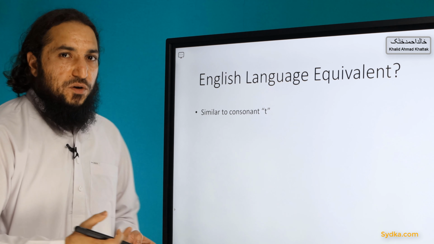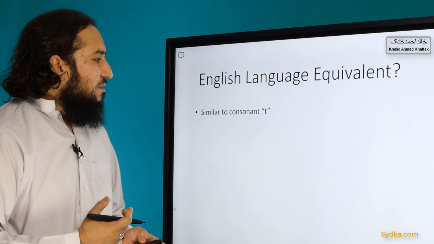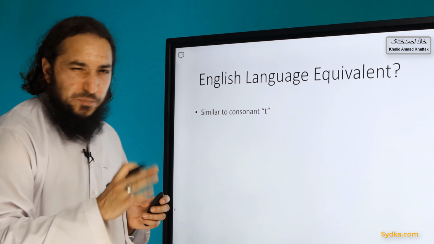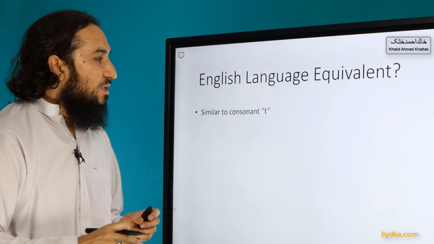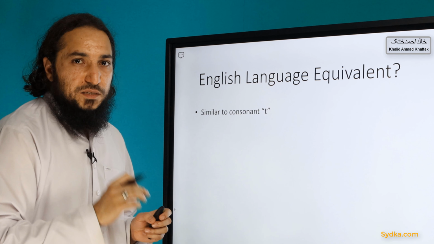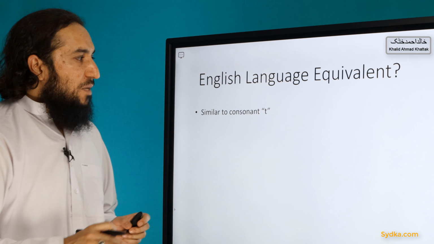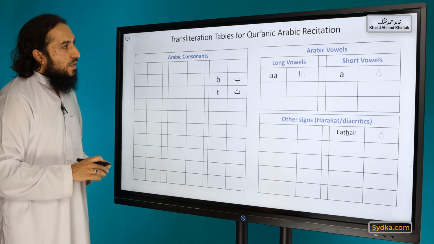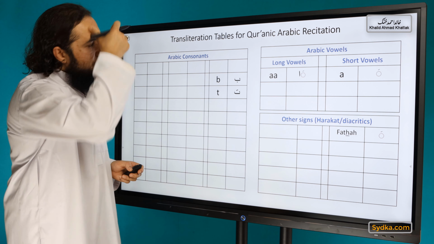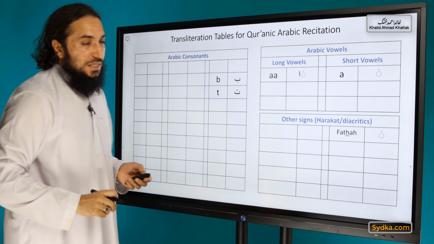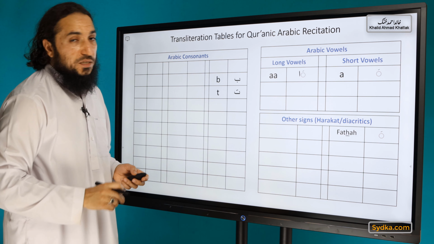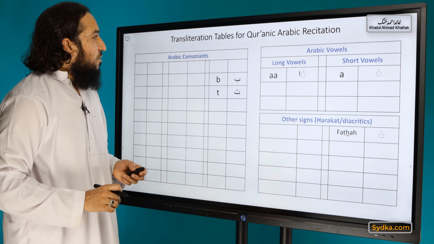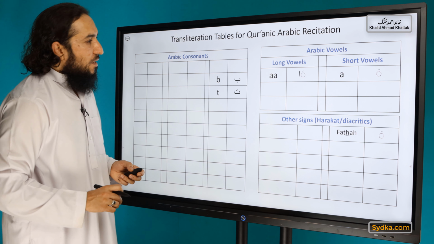The equivalent of Ta is the consonant T. It's not the same, but it has a similar sound to it, because it's a bit harsh if you say T, but it's quite similar. So for transliteration purposes, we use the T sound, T from English letters.